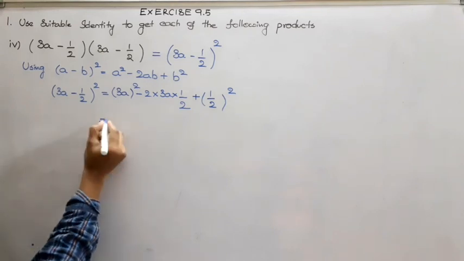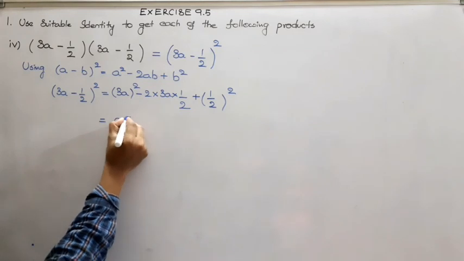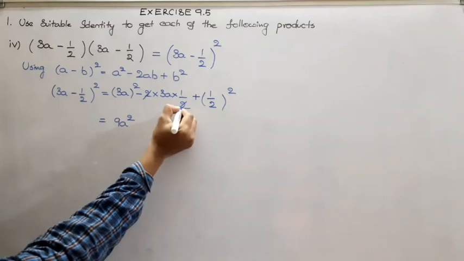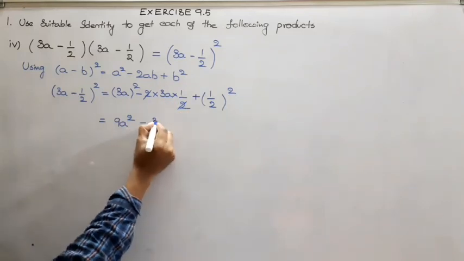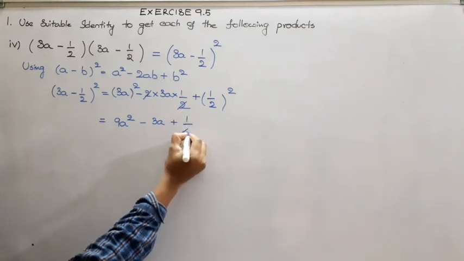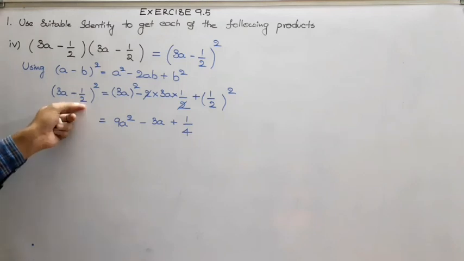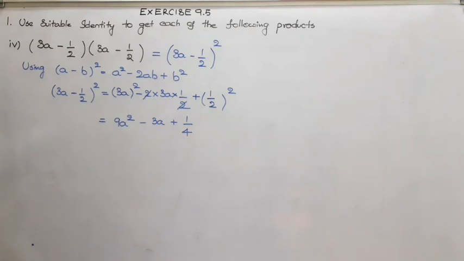Now look. (3a) square is 3a into 3a, 9a square. Then we can cancel this 2 and the denominator 2. The leftover is minus 3a. Plus 1 by 2 multiplied by 1 by 2 is 1 by 4. Hope you understood, children. All we have to keep in mind is that b should be the direct value which is there in the question, not the minus value. Now I would like to move to the fifth one. Check the board.